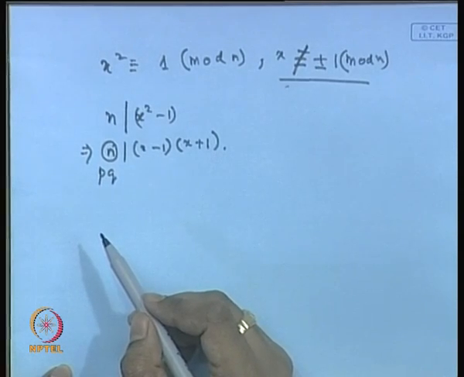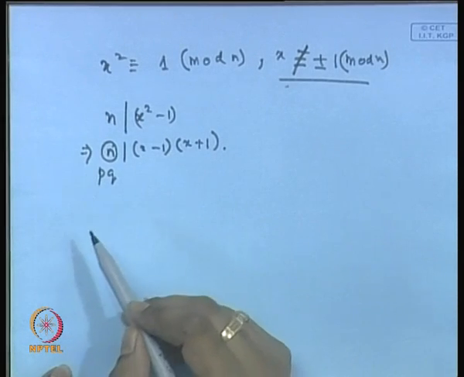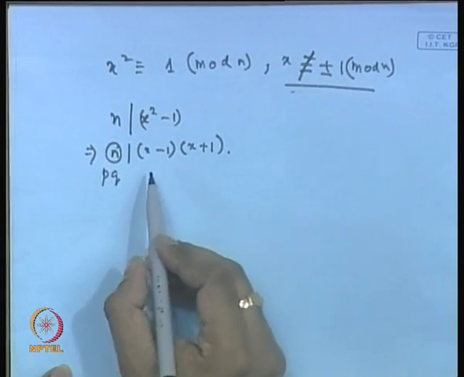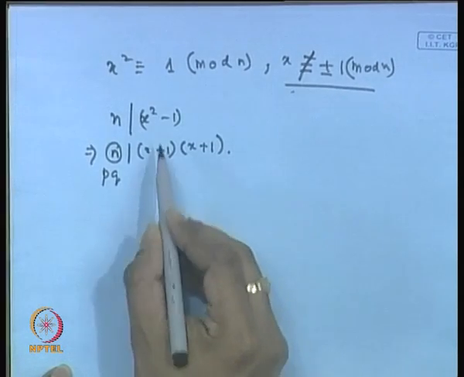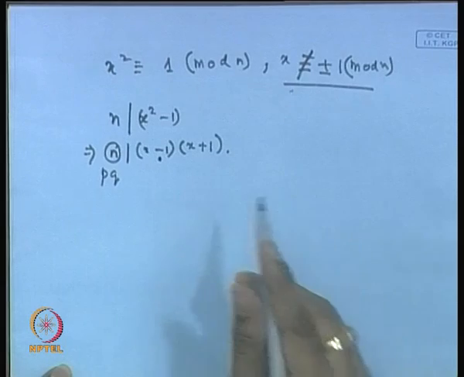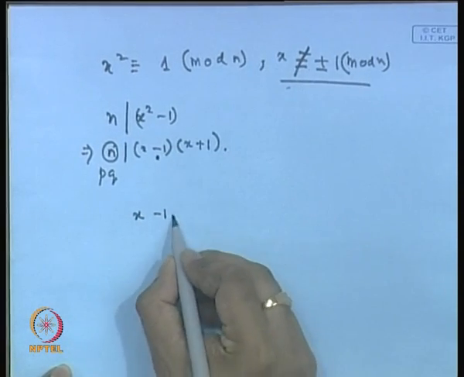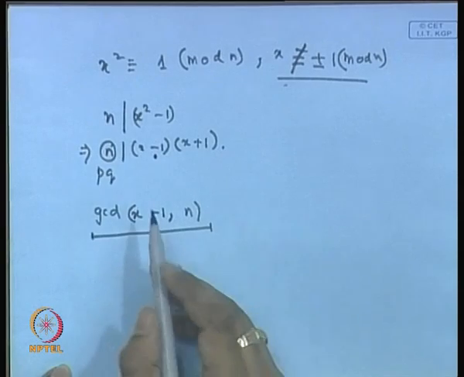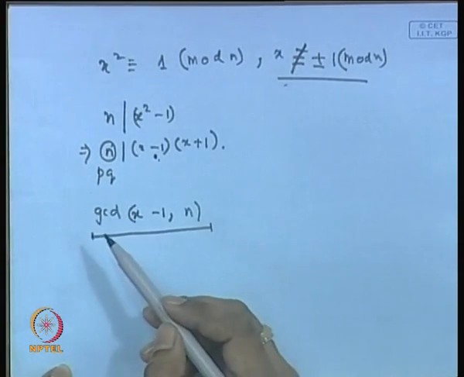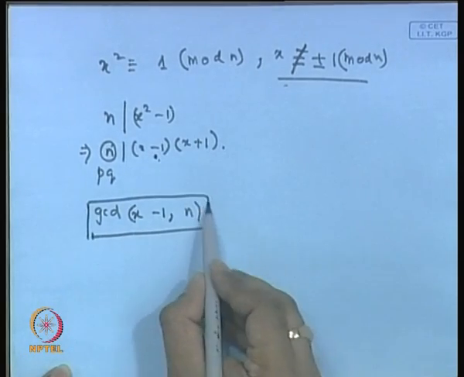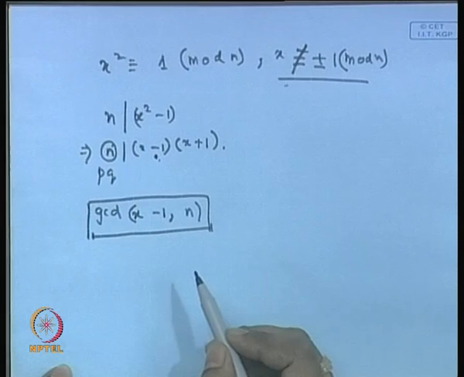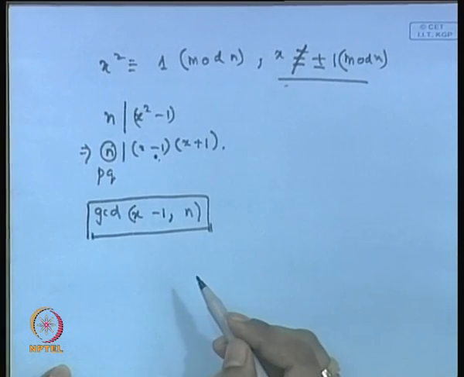So, one way of factoring n would be to take the greatest common divisor of, say, x minus 1 and n, because you know that p divides x minus 1 and p also divides n. If you compute the GCD, you should get one possible factor of n. So, this can be one way of factoring n. We are therefore interested in finding non-trivial square roots of 1. This philosophy is the same as that we have seen in the previous algorithms.